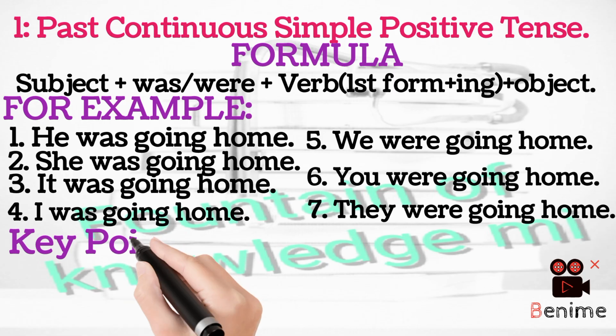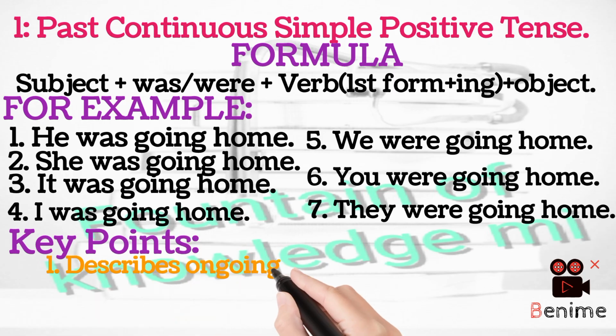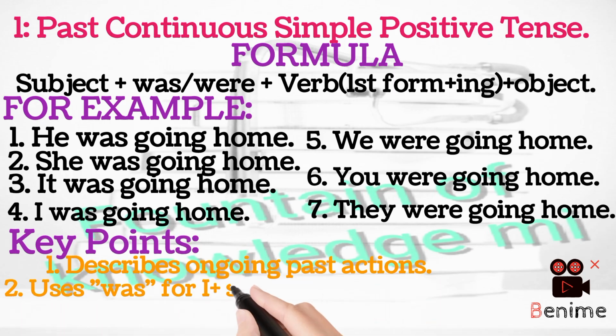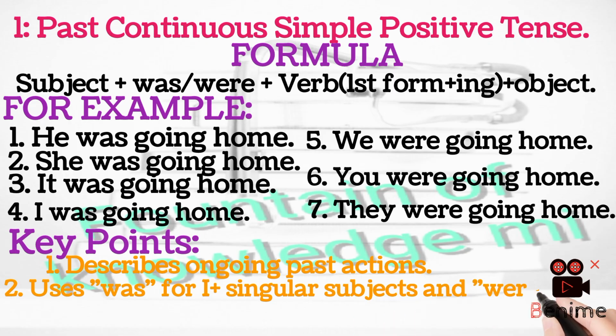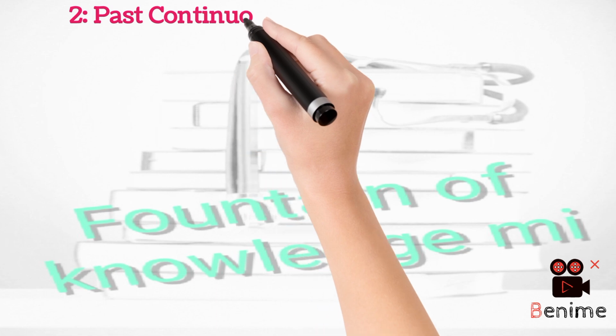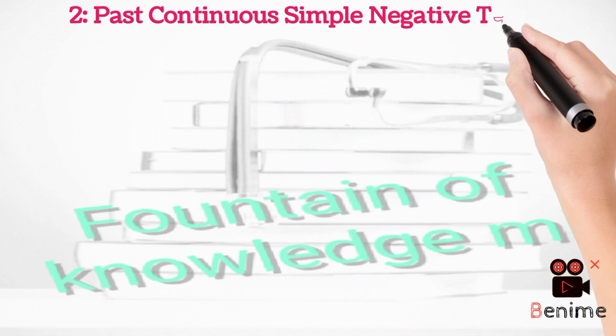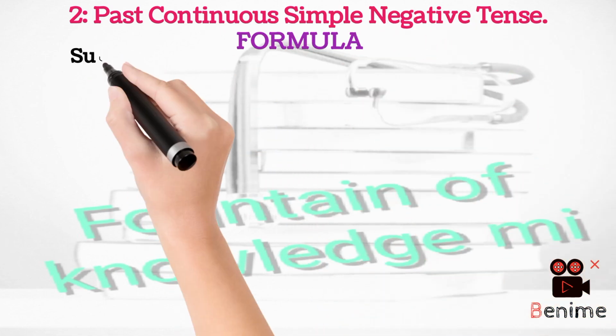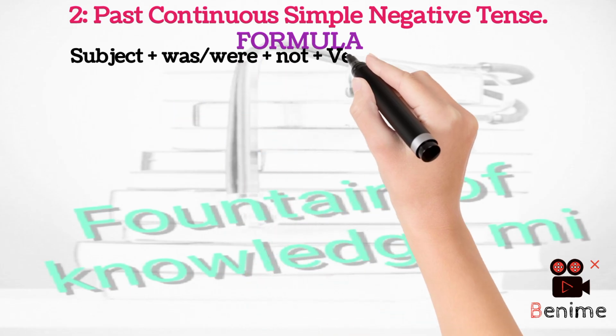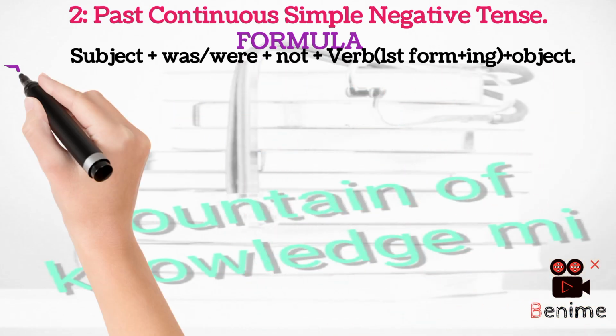Key points. 1. Describes ongoing past actions. 2. Uses was for I plus singular subjects and were for plural subjects. 2. Past continuous simple negative tense. Formula. Subject plus was were plus not plus verb first form plus ing plus object.